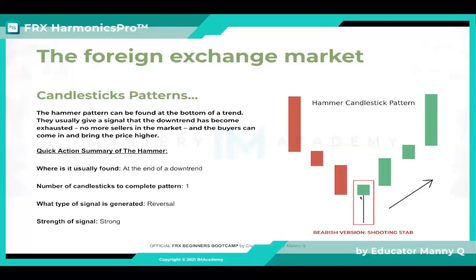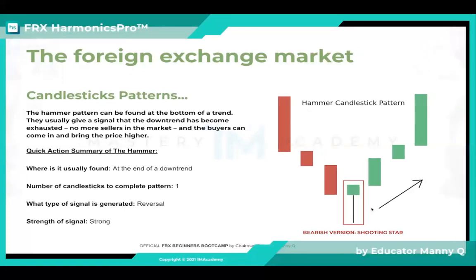Now, if you flip it around and the price is going up and then coming down, the inverted one, or the opposite of this, would be the bearish version, which is the shooting star. So if it's at the bottom of the trend, it's called the hammer. If it's at the top of the trend, looking the same exact way, that is called a shooting star.